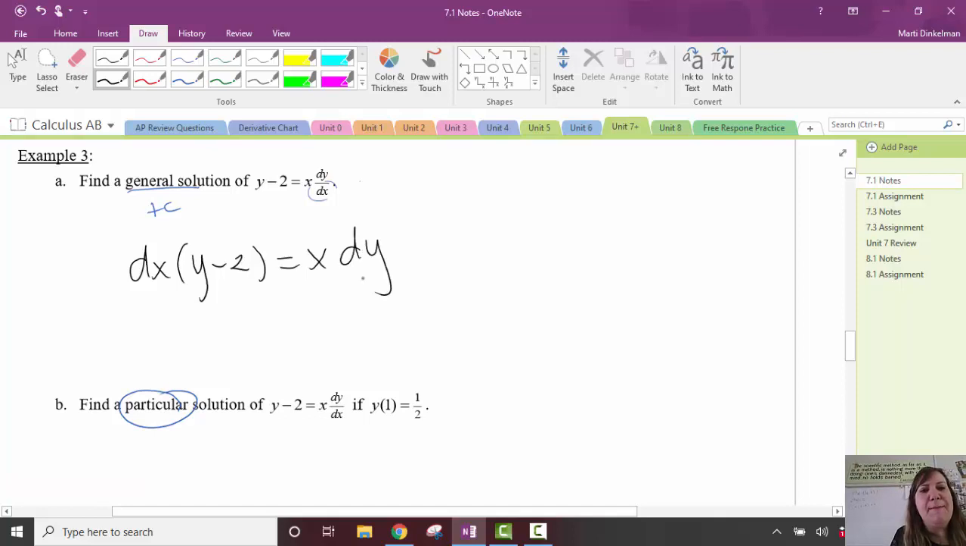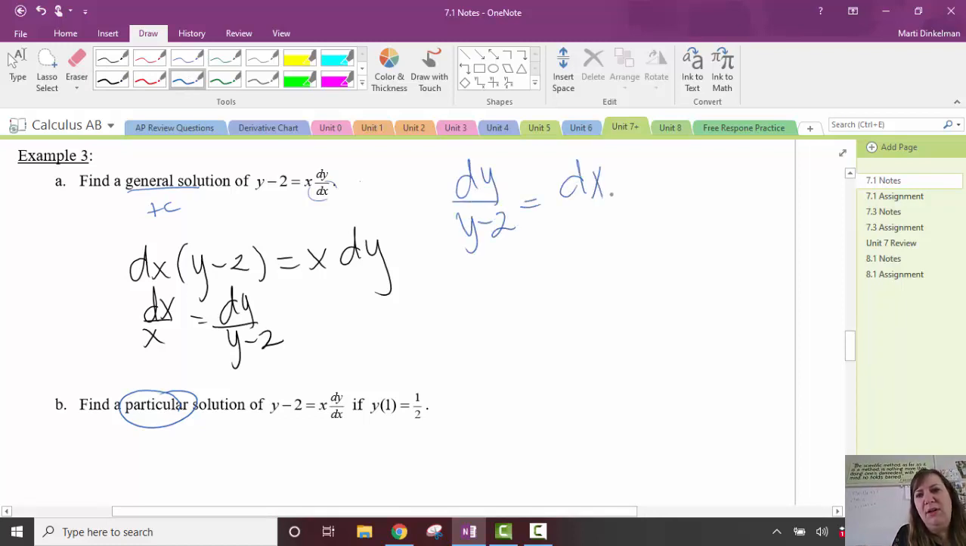And then I like that the dx and the dy in these cases are in the numerator, so it's those other things I have to swap. So I'm going to divide both sides by x and also divide both sides by y minus 2. So it's going to be dx over x and then dy over y minus 2. Now I want the y's on the left because that's what makes sense to my brain. So I'm just going to do that really quick. So that's the separate part.